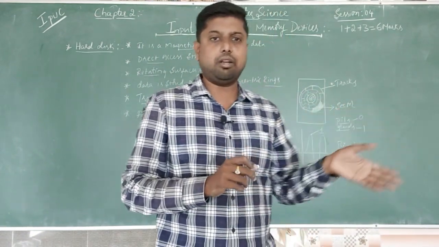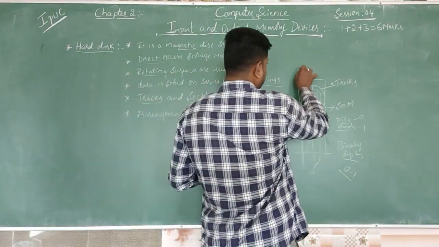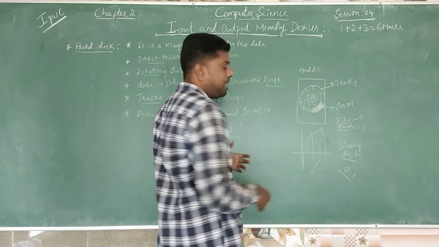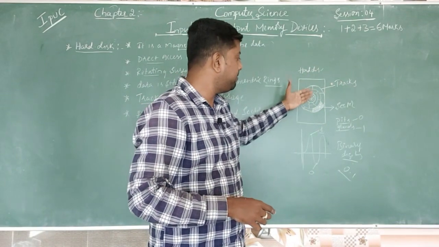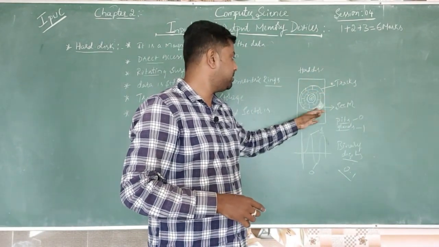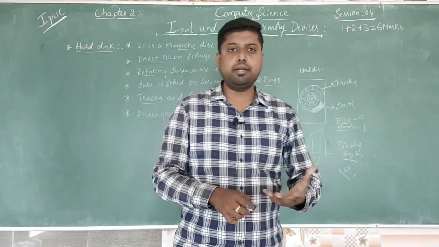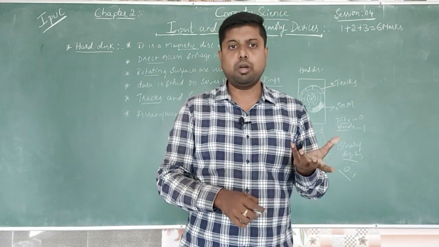So this is the technology we are following in the hard disk. This is a hard disk example. In the hard disk we have concentric circles, and those circles are called tracks. In between the tracks we have the sectors. With the help of pits and lands, binary digits 0 and 1, we can store the data. This is about the hard disk.